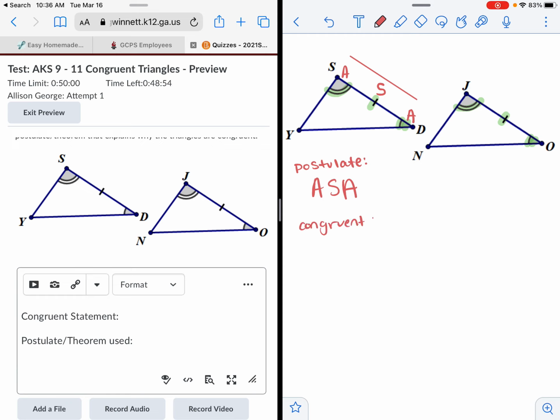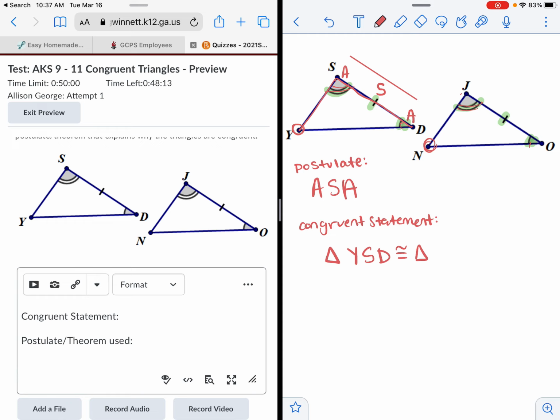So the congruent statement is where you match up the corresponding pieces of the triangles to write the congruent triangle statement. So I'm going to start with triangle YSD is congruent to triangle. So the first one you can label however, I decided to go YSD. So in the second triangle, I have to match up S and J go together since they were marked as being congruent to each other. D and O must go together because they were marked as being congruent. And Y and N go together because they were not marked as congruent.